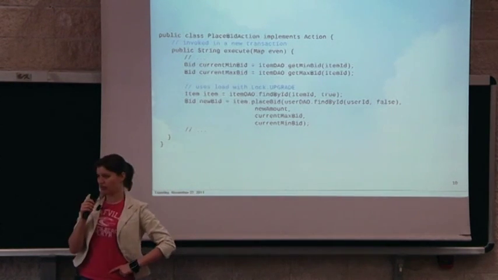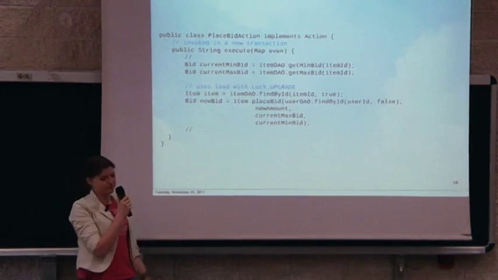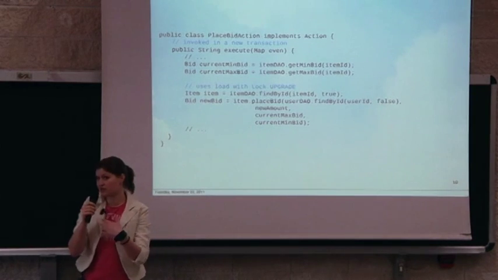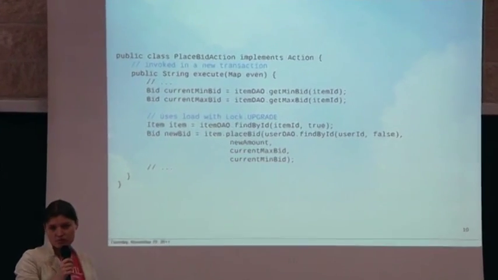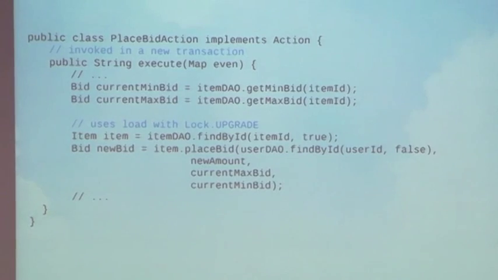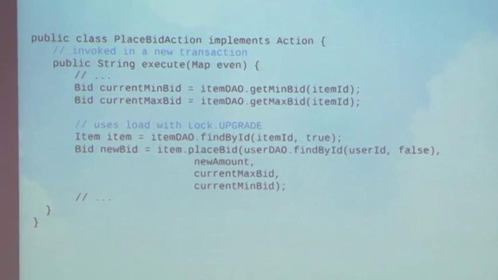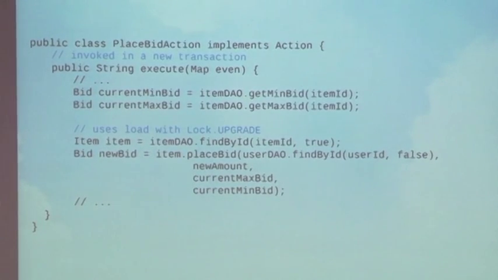So let's take a look at the heart of the demo. This is the place bid action, because Caveat Emptor is a simple auction system. So the most important action is to place a new bid for a given auction, right? So we have here the piece of code. It's invoked in a transaction. So the transaction begins at the beginning of the method and ends at the end of the method. We have very simple code.